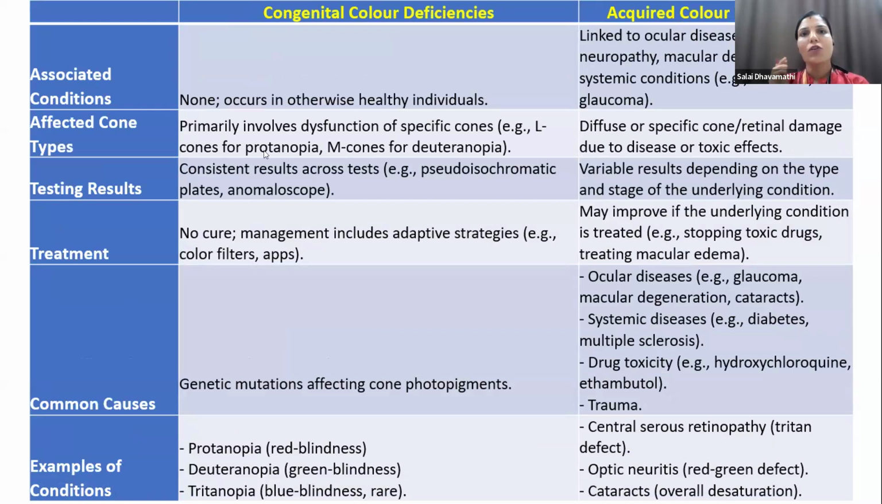And for treatment, there is no cure for congenital deficiency. We cannot manage it; we can only give some color filters or ChromaGen contact lenses. But acquired deficiencies improve with treatment of the underlying condition, based on the severity of the disease. When we treat that disease, the deficiency can get corrected. Common causes, as she also covered, include drug toxicity, multiple sclerosis, CSCR and others. Moving on to the specific tests.